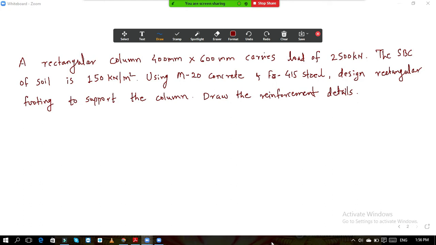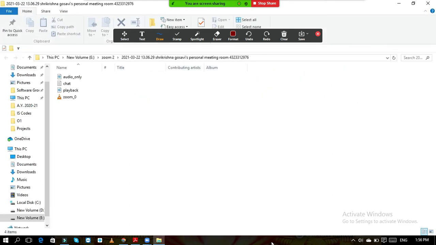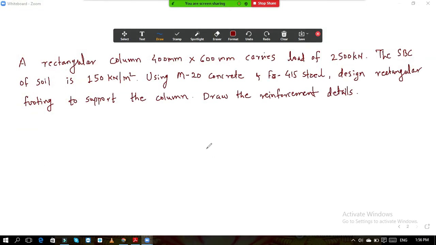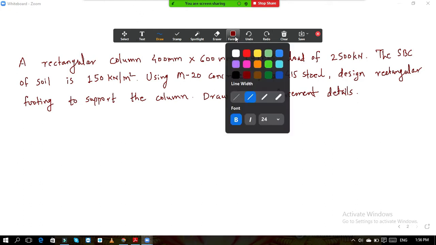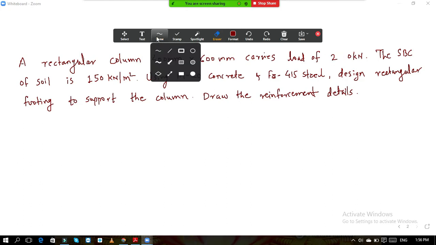The rectangular column 400 by 600 mm carries a load of 2500 kilonewton. The safe bearing capacity of the soil is 150 kilonewton per meter square. Using M20 grade concrete and Fe415 steel, design a rectangular footing to support the column. Okay. So the load is not 2500, it is 2100 kilonewton. Make that correction.